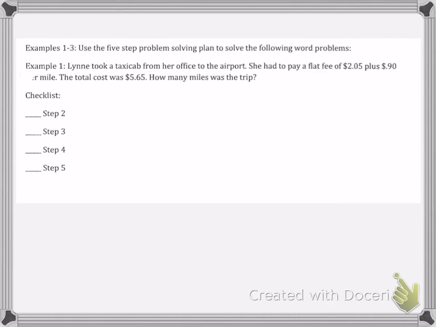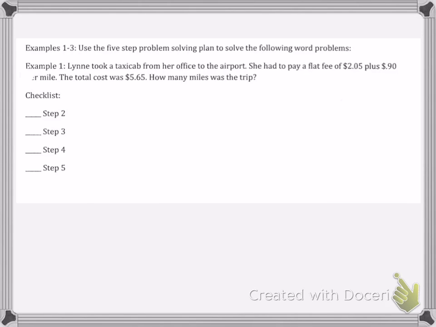So for examples 1 through 3, we want to use the 5-step problem-solving plan to solve the following word problems. And we'd really like you to get into the habit of thinking through this problem-solving plan. So example 1, Lynn took a taxi cab from her office to the airport. She had to pay a flat fee of $2.05 plus $0.90 per mile. The total cost was $5.65. How many miles was the trip?